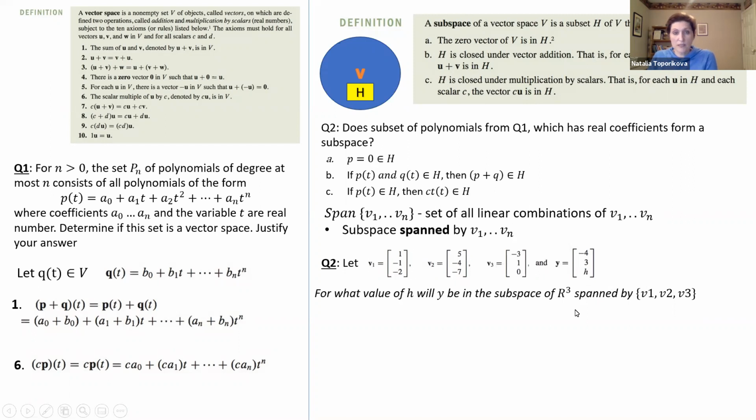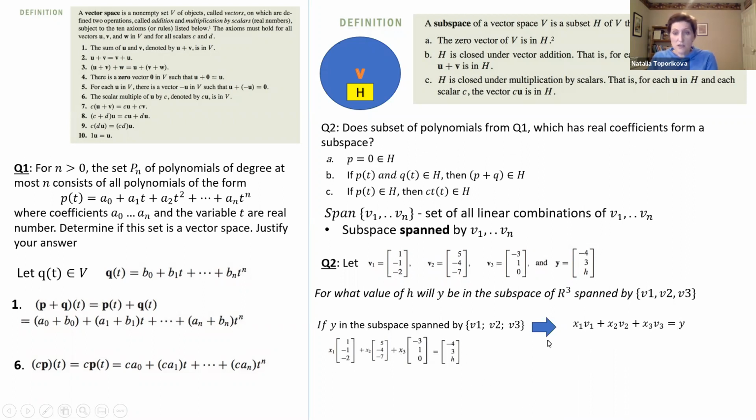Okay, let's try to think about it. We know that the span is the set of linear combinations. So if our vector y is in the subspace, then it should be expressed as a linear combination of vectors v1, v2, v3 with some kind of weights x1, x2, and x3. Let's write down explicitly our vectors v1, v2, and v3 and form a system of linear equations. Basically, if this system is consistent, then y belongs to our subspace. Or in other words, if there is any value of h which makes this system consistent, then y belongs to the subspace. And the easiest way to figure out if our system is consistent or not, of course, is to write the augmented matrix and reduce it to echelon form.